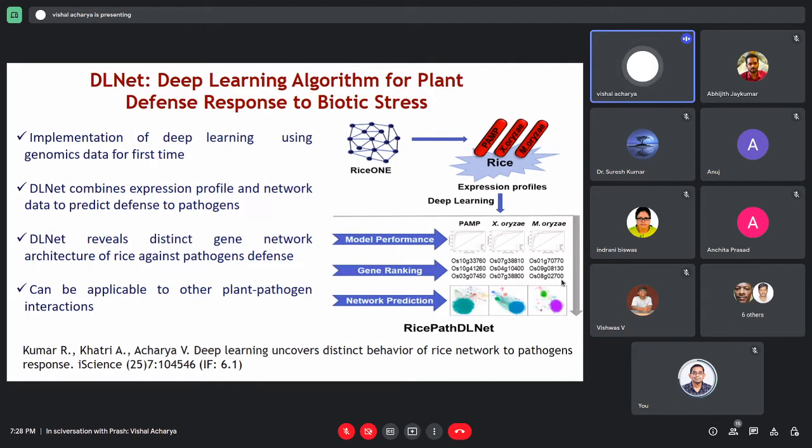We developed this algorithm and tried to integrate expression profile and network data to see the network behavior of rice in response to two or three pathogens. We want to see how rice responds to pathogens, like one is Xanthomonas and another one is Magnaporthe. These are a bacterium and a fungus, so we want to see how rice responds to them.